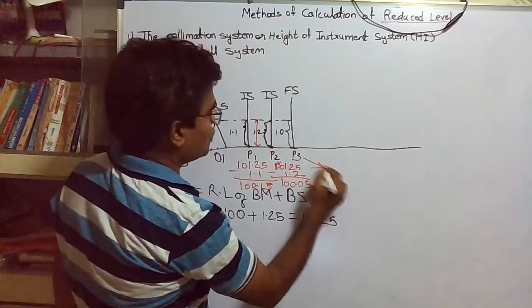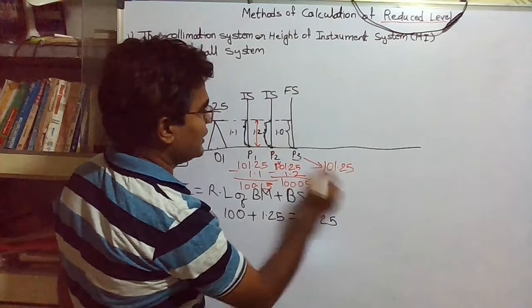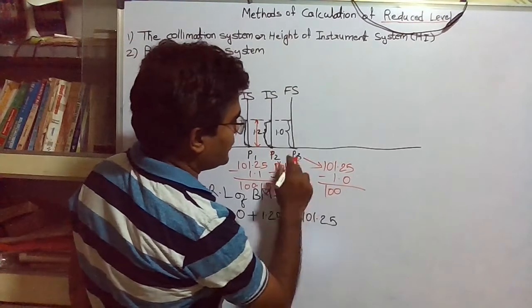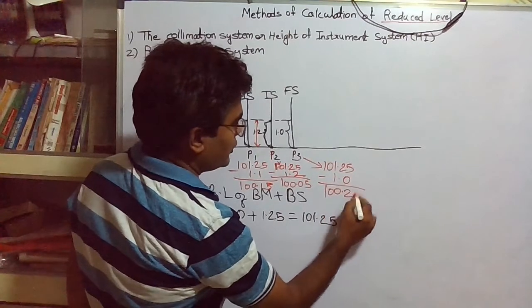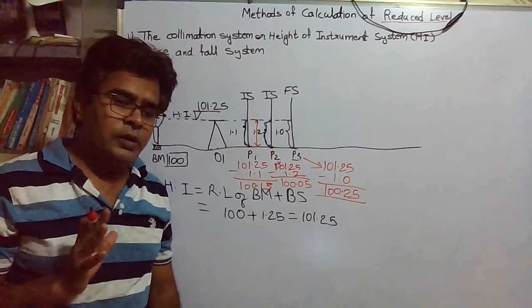Next, what is the RL of this point P3? What is the height of instrument? 101.25 minus this reading 1.0. So what is the RL of point P3? 100.25.